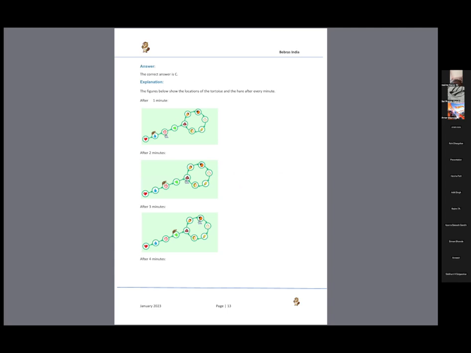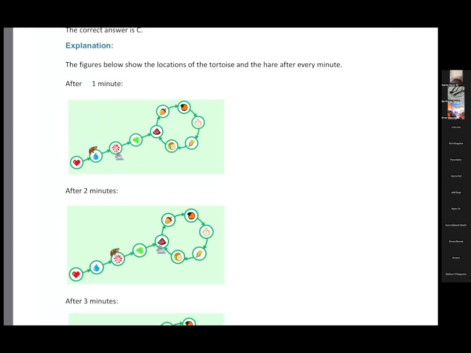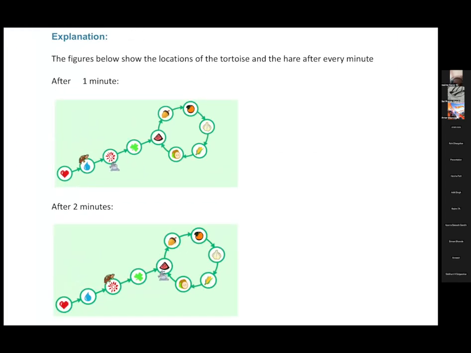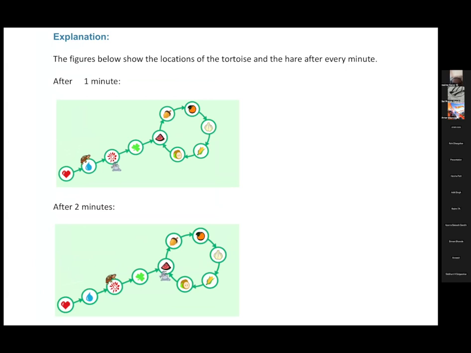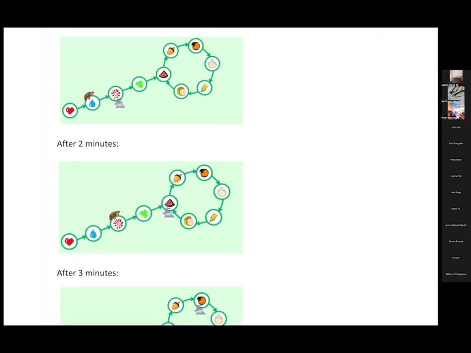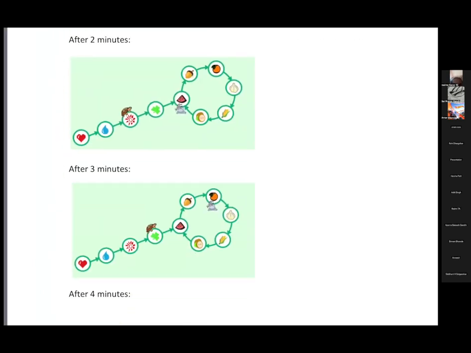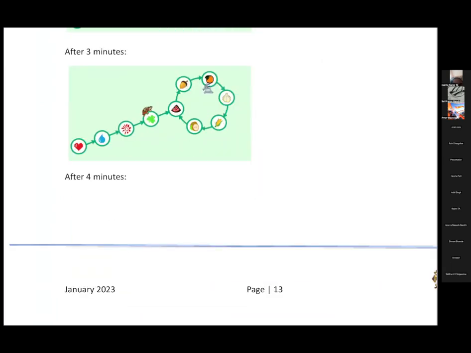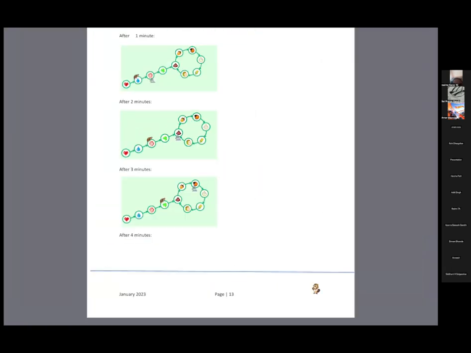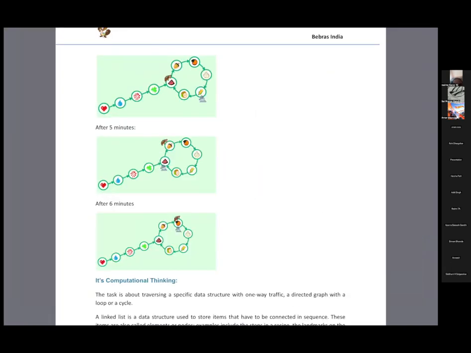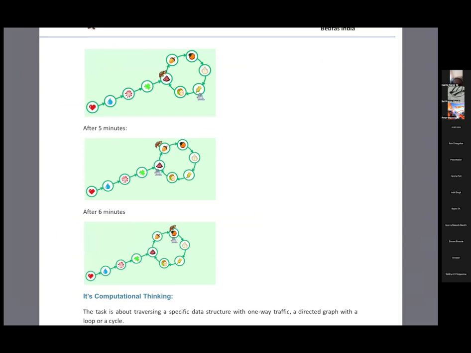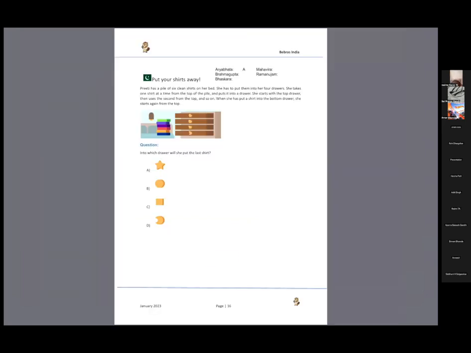You can see here it's explained again. That is the first step. The first minute they both move to here. After 2 minutes, they move like this. 3 minutes, 4 minutes, 5 minutes, and that's why they end up on the orange square. So if there are no doubts, we'll move on to the next sum.